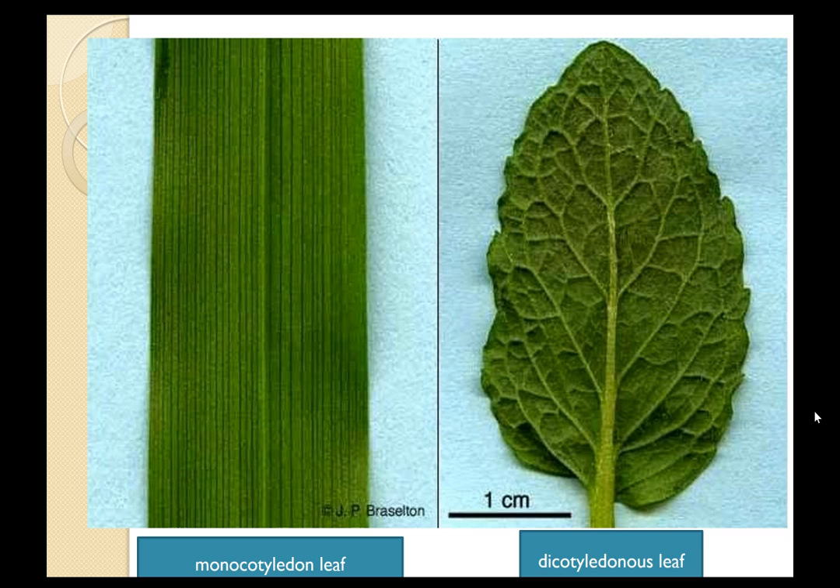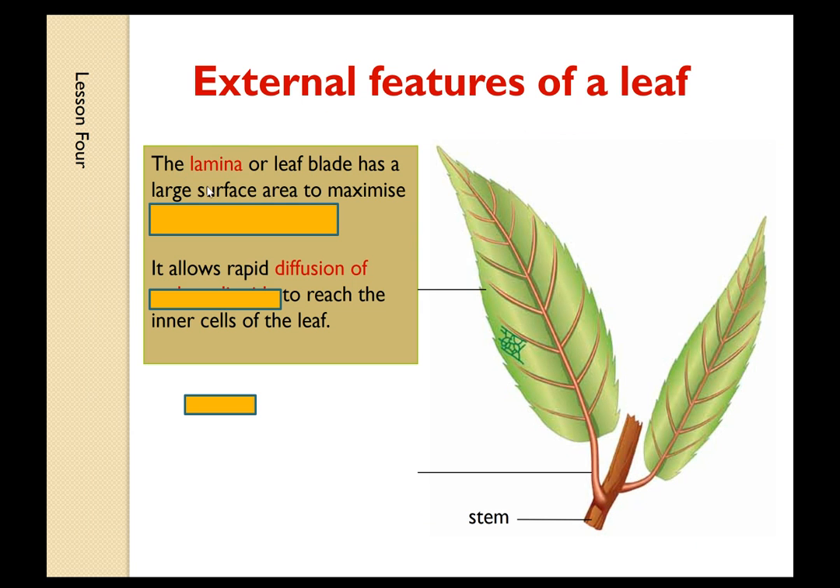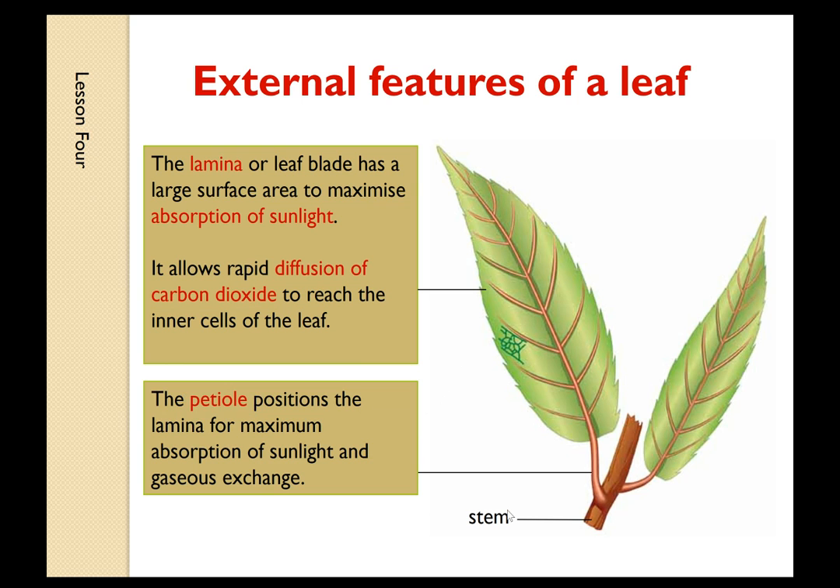Next, we look at the external features of the leaf. In the leaf, the lamina has a large surface area to maximize absorption of sunlight. You can see the leaf has a large surface area and is thin, so it allows rapid diffusion of carbon dioxide to reach the inner cells of the leaf. And the petiole over here positions the leaf for maximum absorption of sunlight and gaseous exchange.